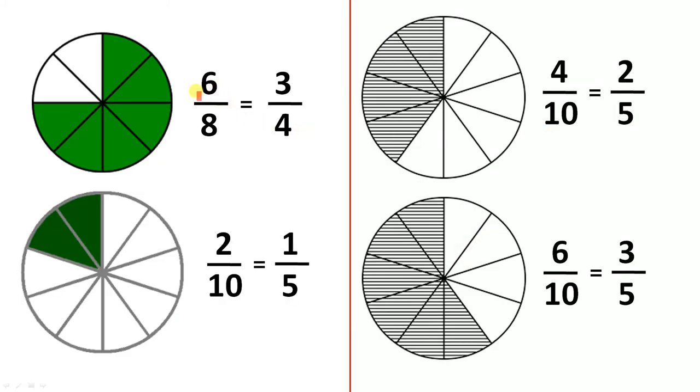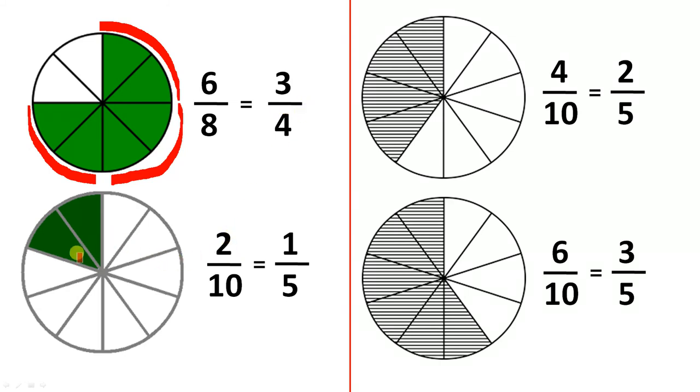6 over 8. The pizza is divided into 8 pieces. That's why we have 8. 6 of them are shaded. That's why we have 6. How come that equals 3/4? Well, that's pretty easy. That part is 1/4, 2/4, 3/4, and there's the 4th quarter there. So that's why 6 over 8 equals 3/4.